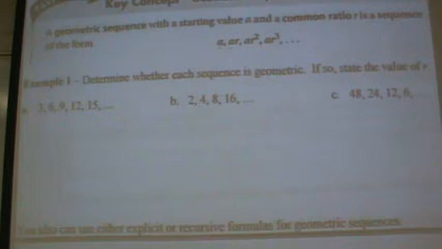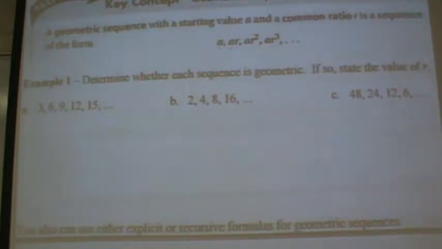So in example 1, we have A, B, and C. And I want you to determine whether each sequence is geometric. And if it is geometric, give me the r value. So how do we tell if a sequence is geometric? Take the next number and divide it by the previous number. But what do we need to tell that it's geometric? A number?